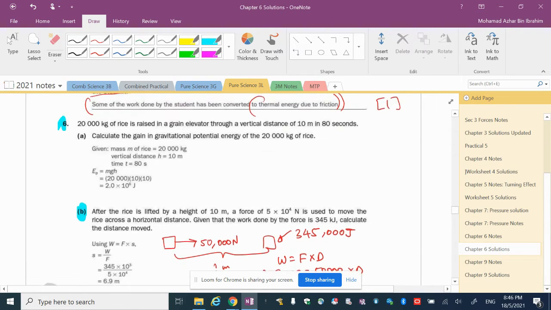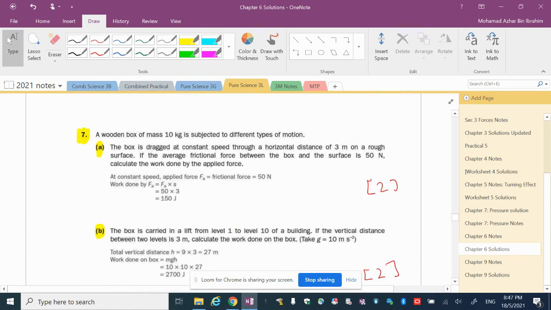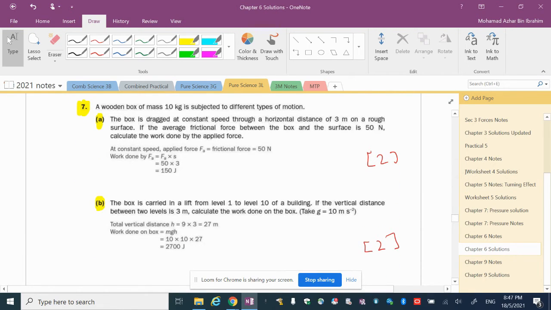All right, we have done this question before, but also quite similar. All right. Wooden box of mass 10 kg is subjected to, okay, right? So constant speed. So you know that KE is constant. Horizontal distance of 3 meters. Frictional force is given by 15 newtons. Calculate the work done.